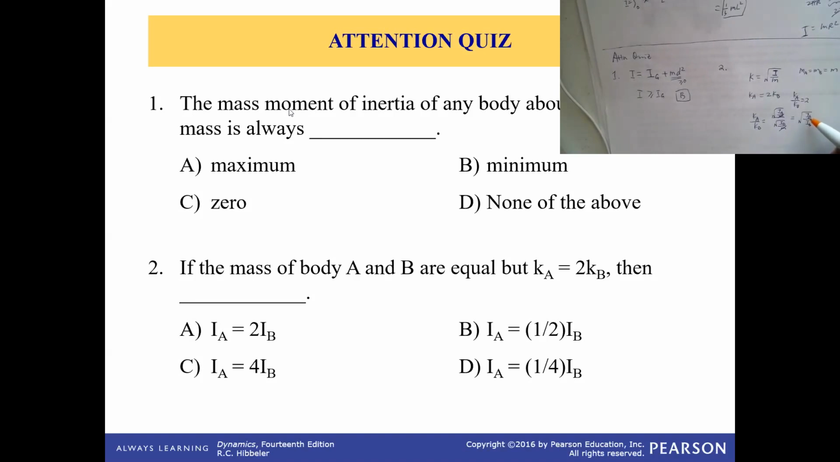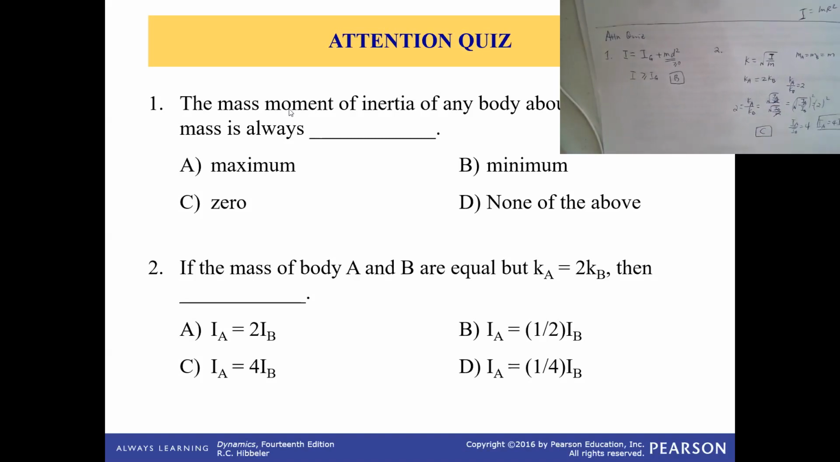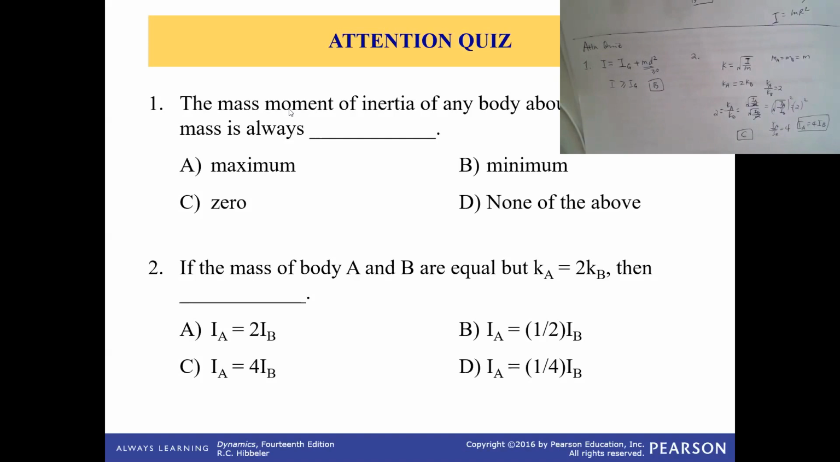So in terms of IA and IB, you can do the ratio. This is equal to 2. You can square the other side as well. So IA over IB should be equal to 4, or IA should be equal to 4 times IB. So this one will be C. C has IA equals 4IB.